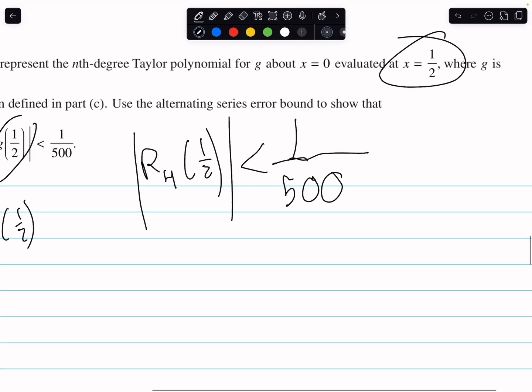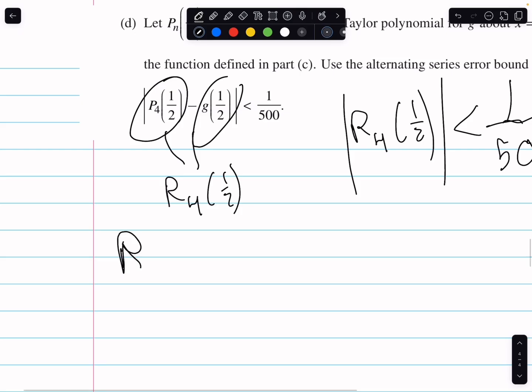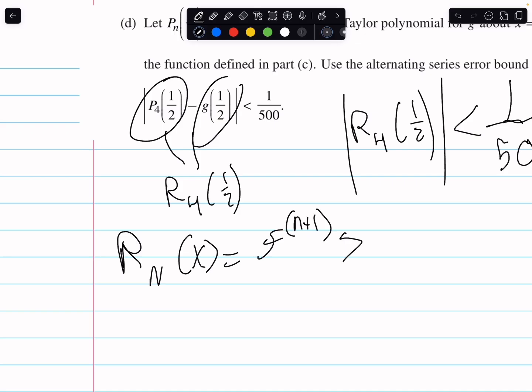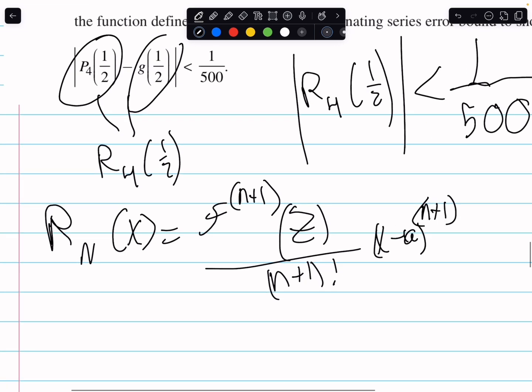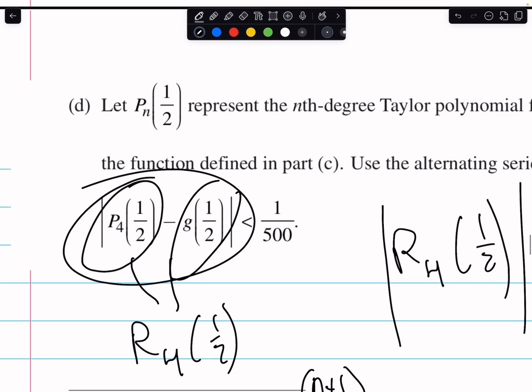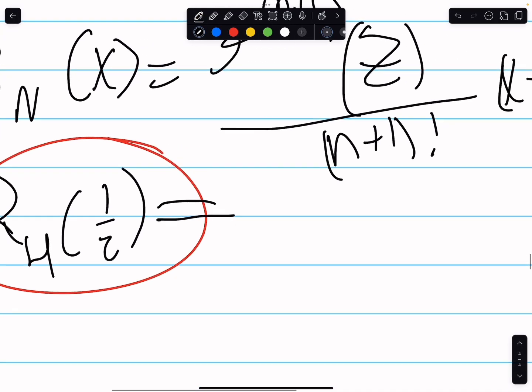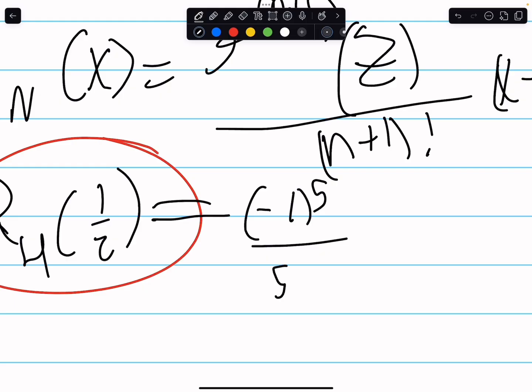We can do this with a simple formula, and that is the Lagrange error formula, which shows us that R_n of x is equal to, it's basically a Taylor series but just plus 1. So it's now the (n+1)th derivative, over (n+1) factorial, times (x minus a) to the n plus 1. Plugging in what we were given, we want to find R_4 of 1/2 because our x equals 1/2, and this here is 4. So this is then equal to negative 1 to the 5th over 5 times 4 times 1/2 to the 5th.